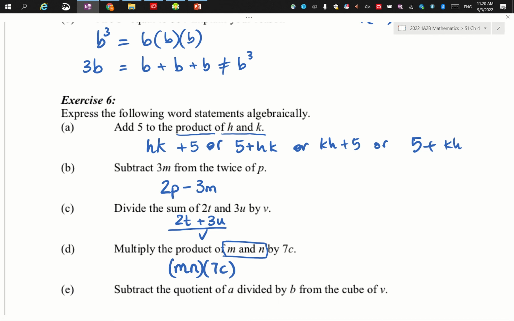But is this the way I should leave my final answer? Put the number first. So we get 7cmn or 7cnm or 7mnc, so many, okay? Basically the 3 letters multiplied, the order doesn't matter. Okay? Later on we continue.